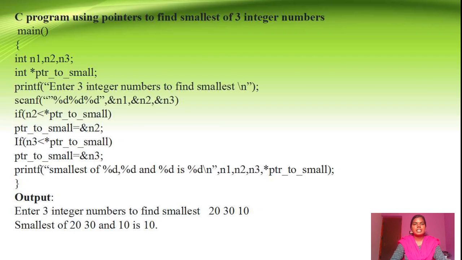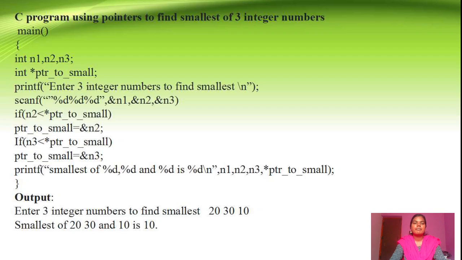Next, let us see another example program, that is a C program using pointers to find the smallest of three integer numbers. For this, we need to input three normal numbers, n1, n2 and n3, and one pointer variable, *ptr_to_small. It stores the smallest number. Before starting the program, we need to input the three numbers. For that I have used printf and scanf statements. The printf statement is: enter three integer numbers to find the smallest of the numbers. Then scanf takes three %d, %d, %d, with &n1, &n2 and &n3.